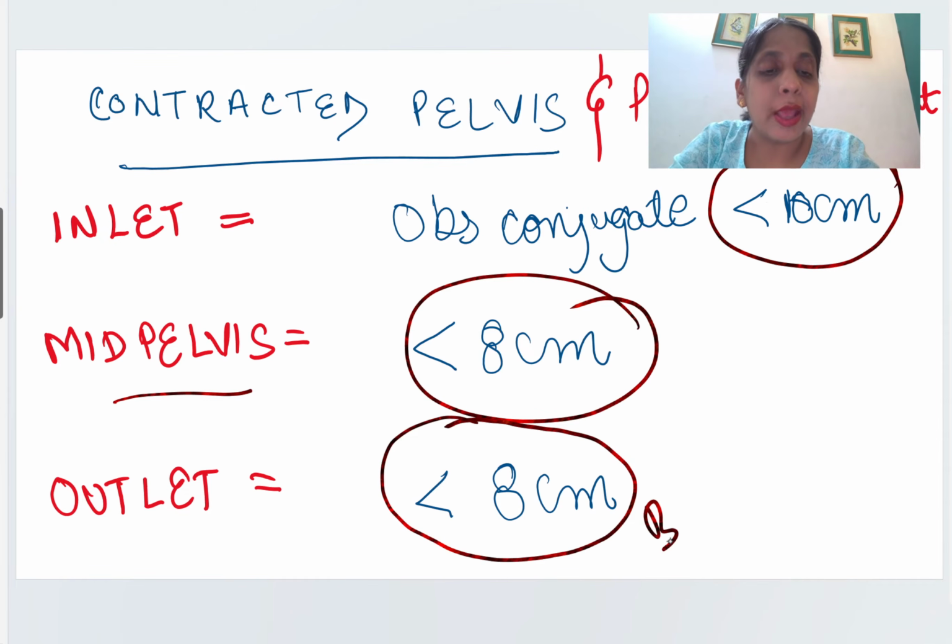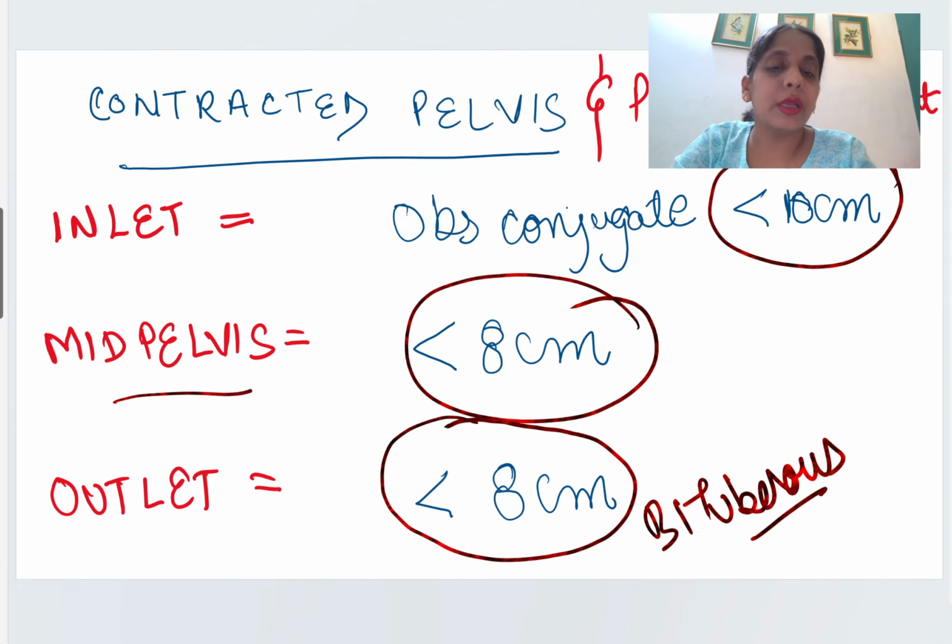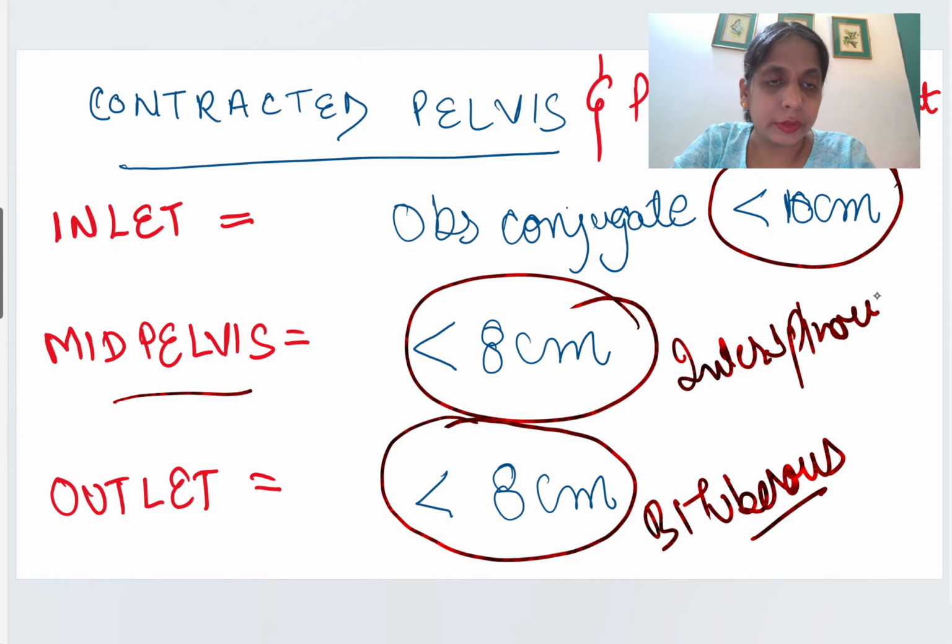So this is again the bituberous, and this was the interspinous diameter. Okay, so these are the dimensions. If the values are less than these, then it is known as a contracted pelvis.